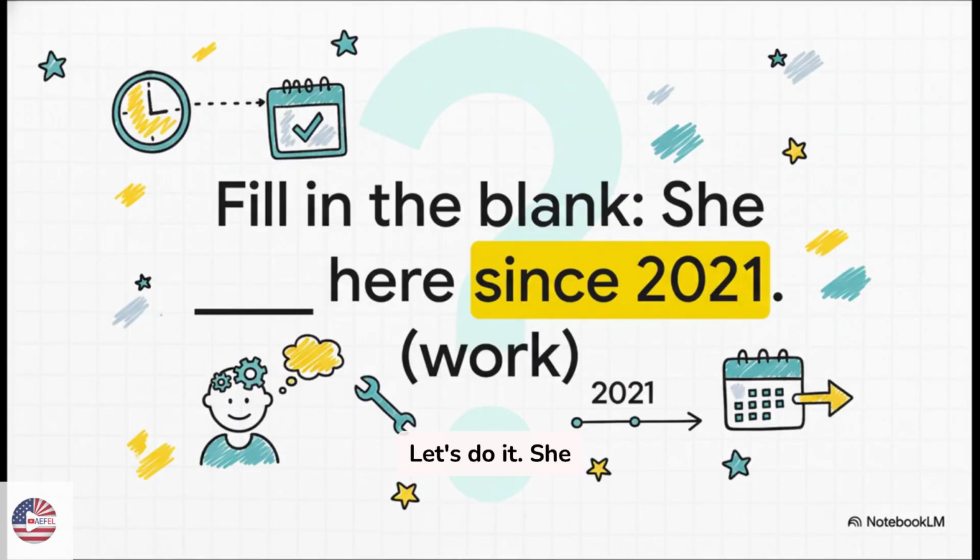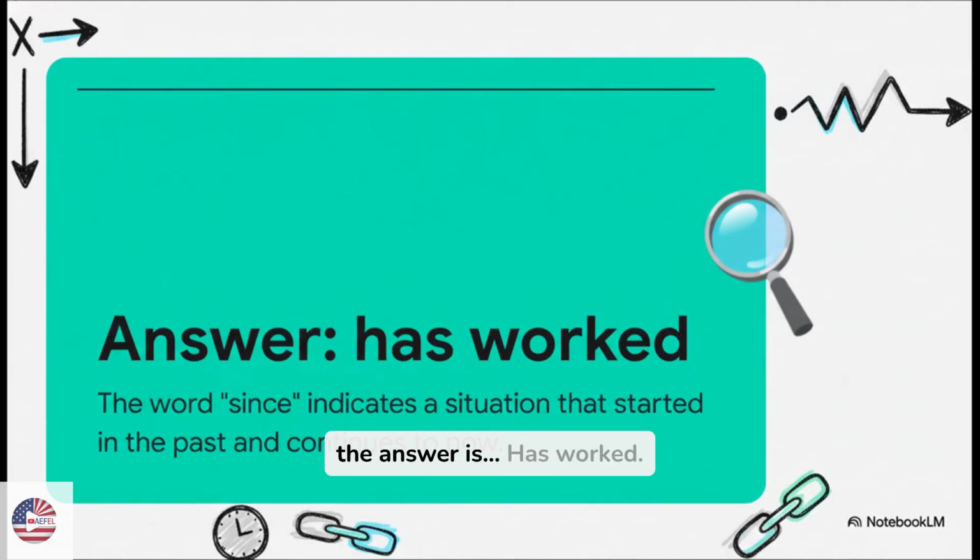Let's do it. She blank here since 2021. The verb is work. Now what's that little word since telling you to do? And the answer is, has worked. Exactly right. That word since creates the bridge. It tells us the action started back in 2021 and is still happening now. A connection to the present means present perfect. You're getting the hang of this.